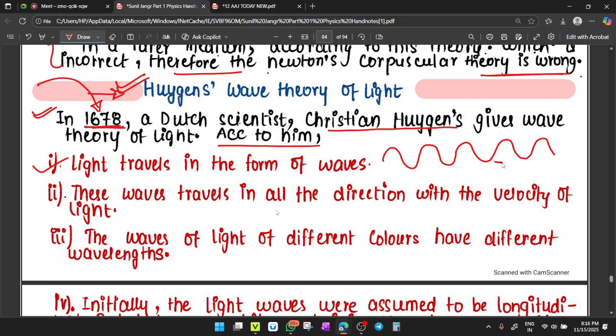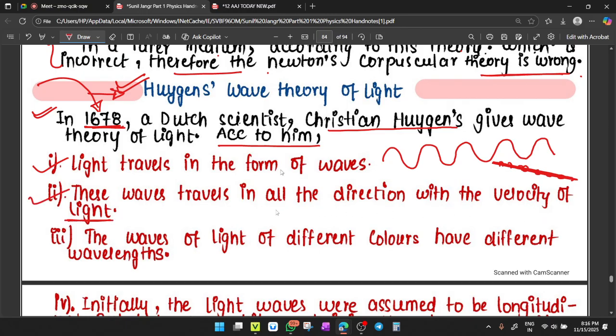Newton said that light travels in a straight line, in the form of corpuscles, meaning it is made up of particles. When many particles join, there will be a beam of light, a ray of light. So that was incorrect. Light travels in the form of waves. These waves travel in all directions with the velocity of light.